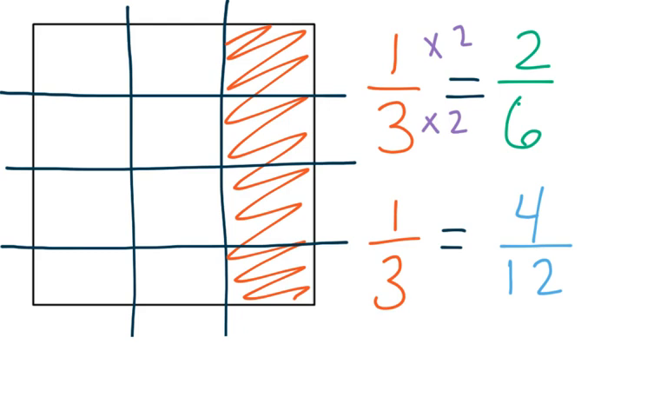So 1 times 2 equals 2, and 3 times 2 equals 6. So I went from 1/3 to 2/6 by multiplying times 2. If I look at my next fraction, do I see a similar pattern?